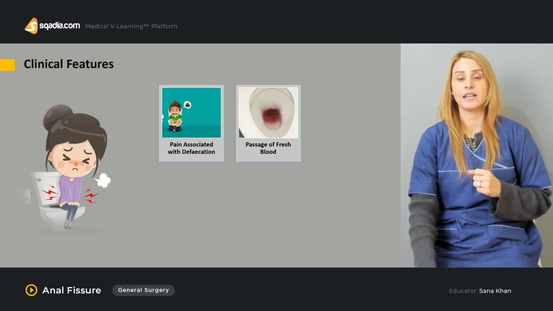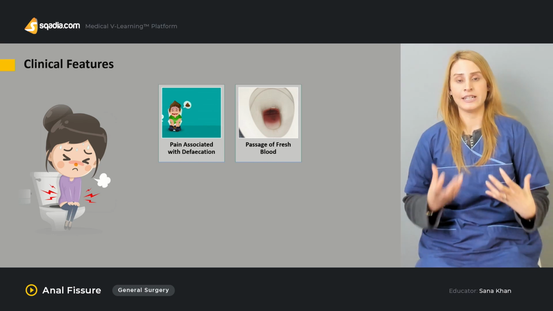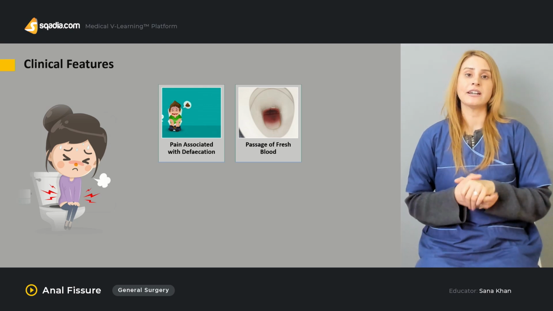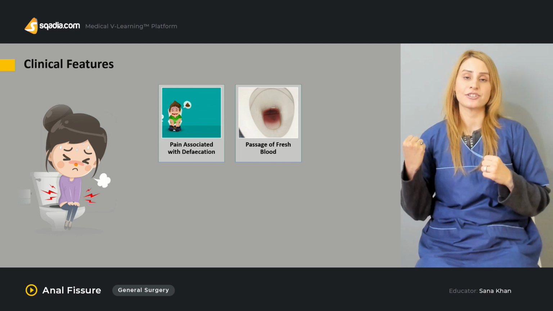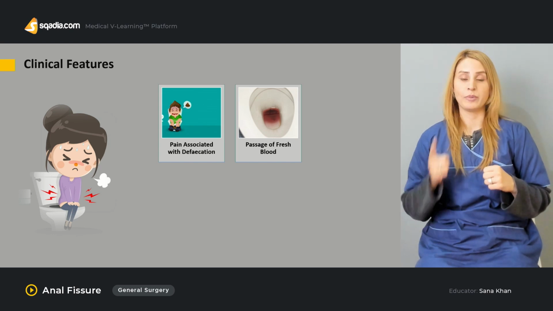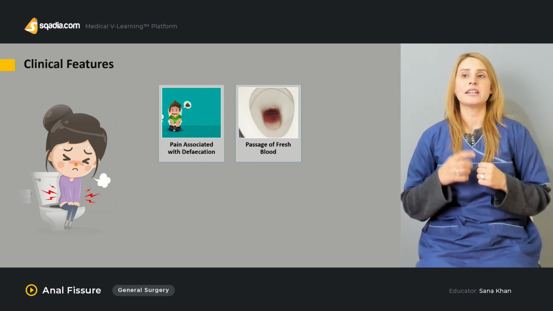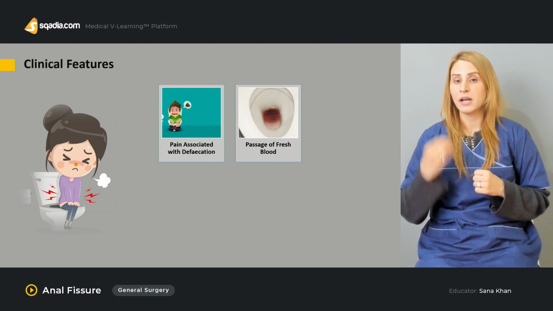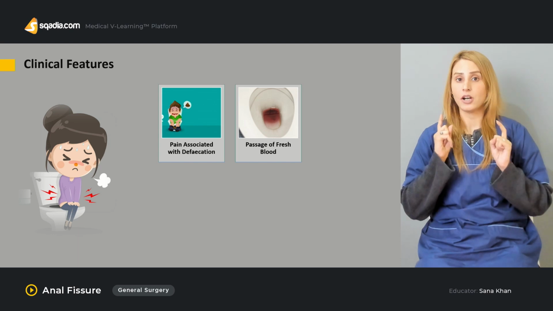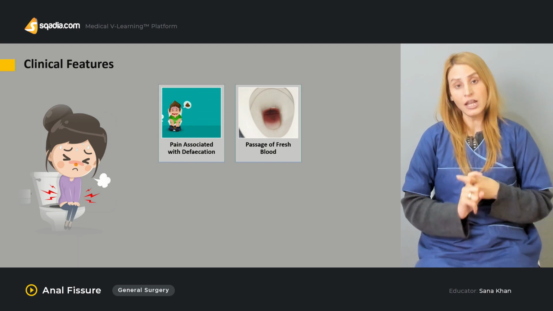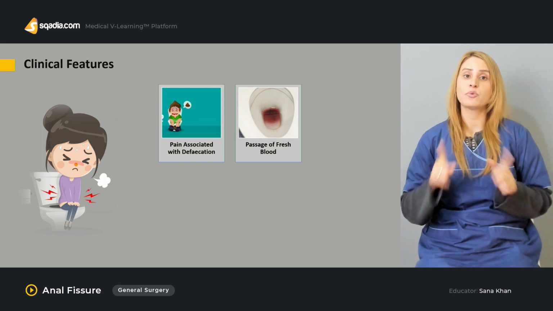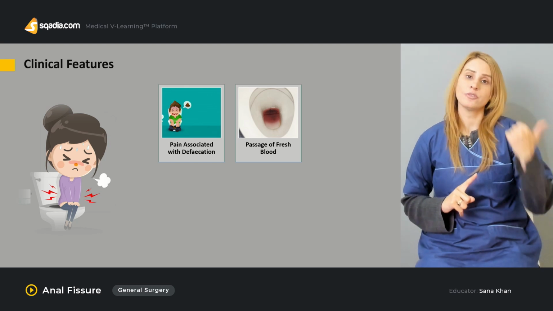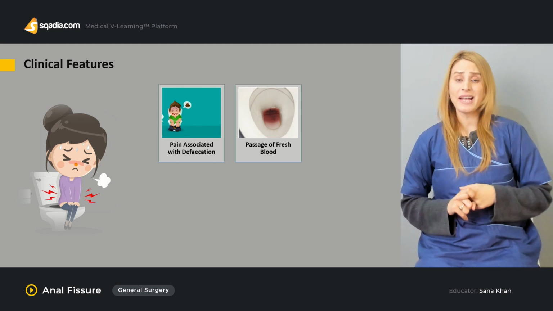Then there can be passage of fresh blood, because when there's a tear in the endoderm, obviously there would be bleeding, and the bleeding is different from that of hemorrhoids. In case of the anal fissure, it's sometimes mixed in the stool, but there can also be some specks of blood on the toilet paper after defecation. So hemorrhoids are usually not painful, but the anal fissure is painful. So one differential point in your history is painful defecation when you compare it with hemorrhoids. Then the passage of fresh blood.